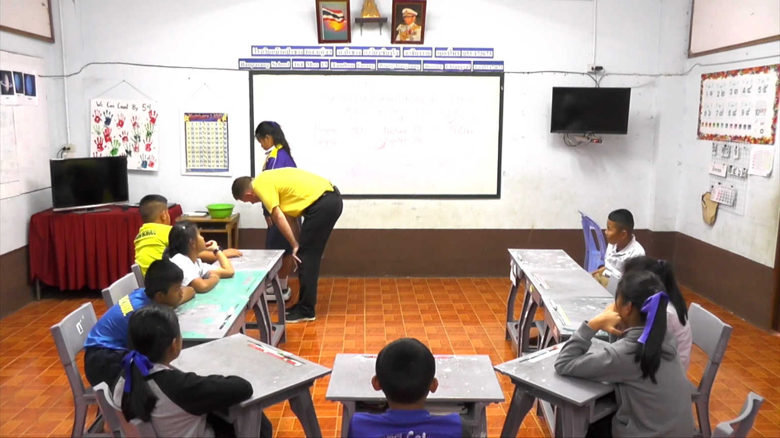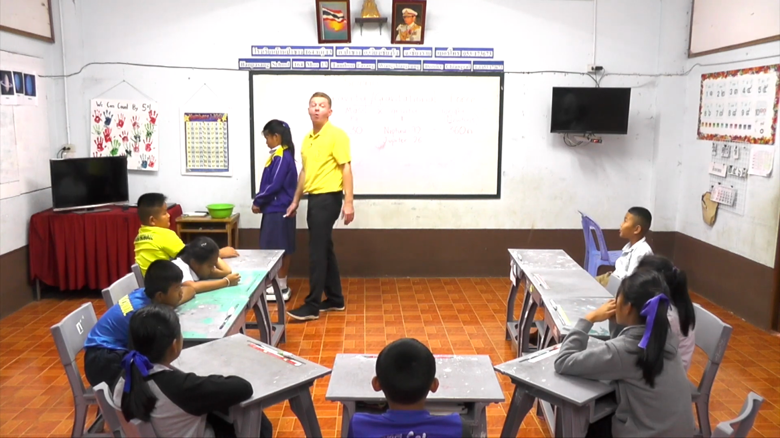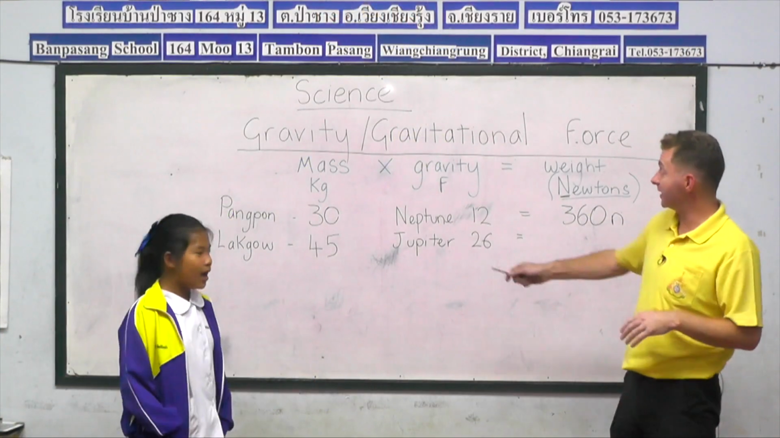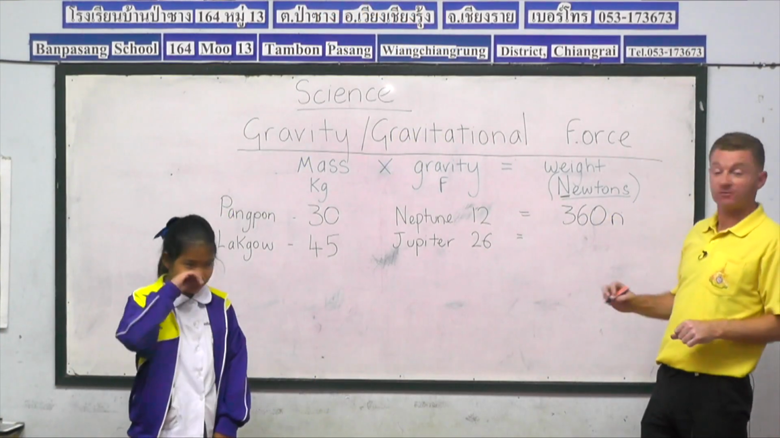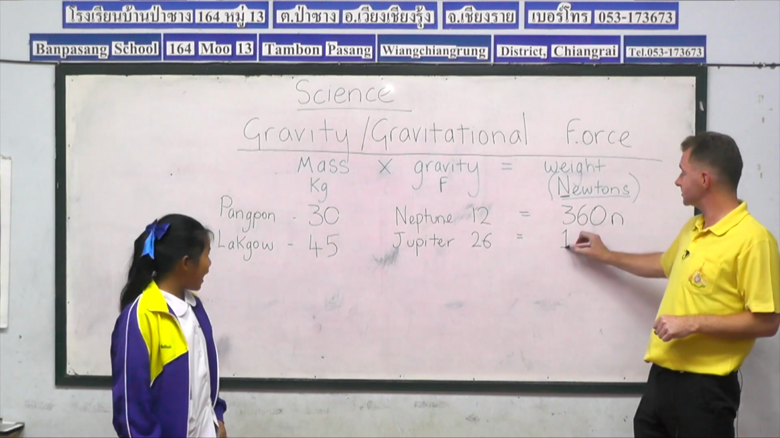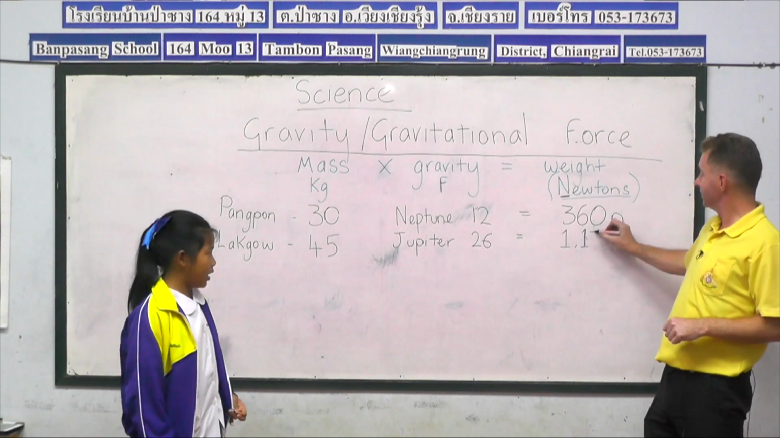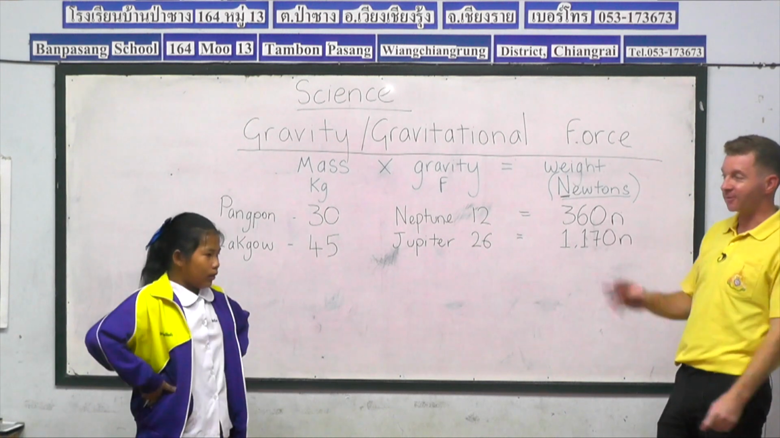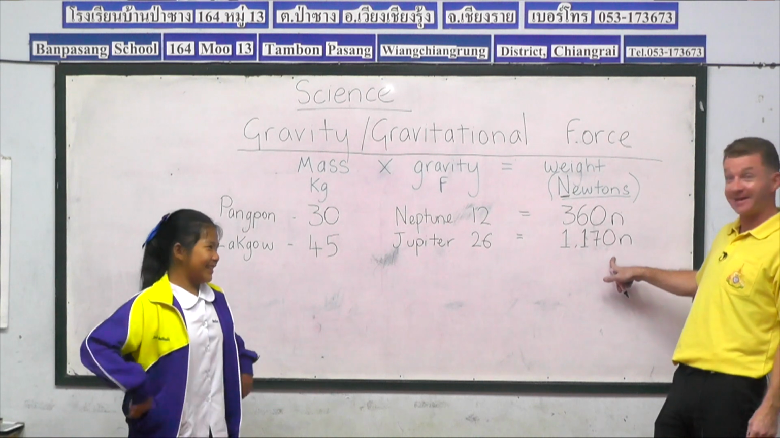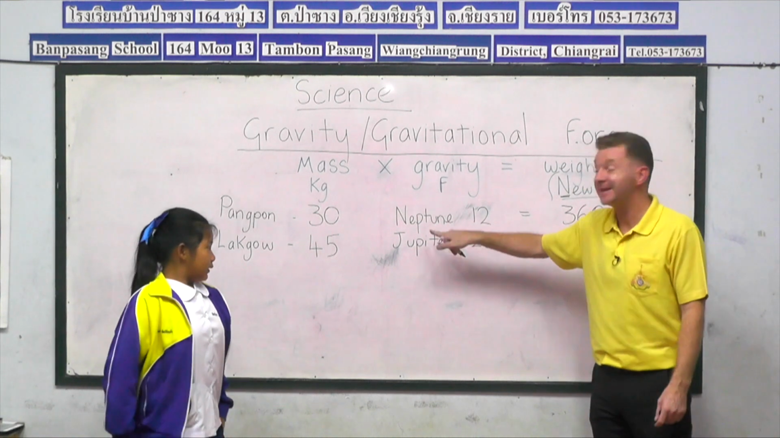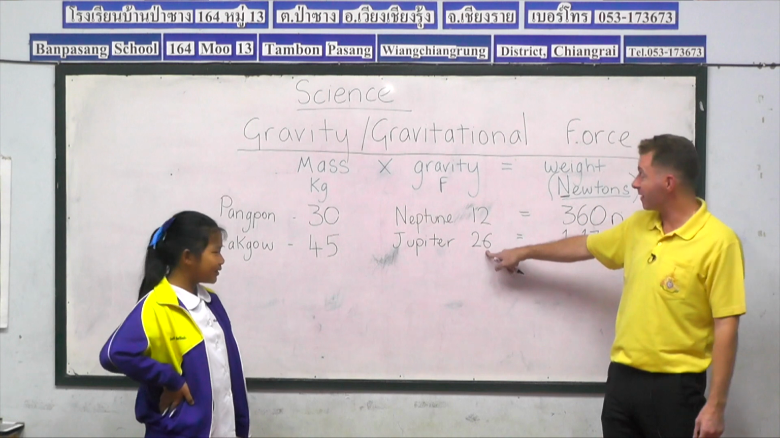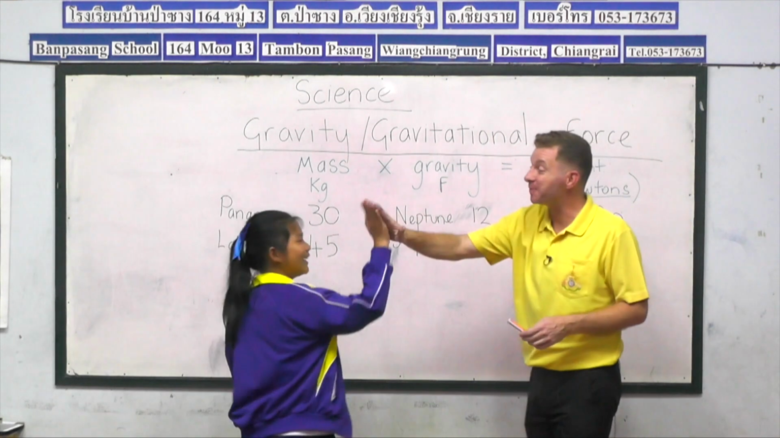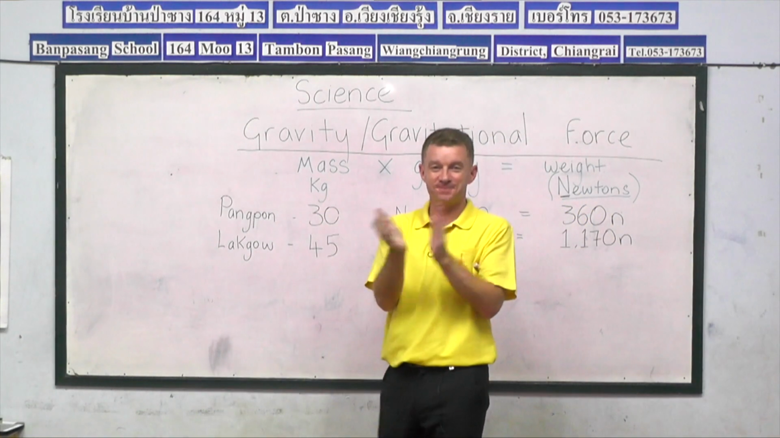So what do we have? Okay, we've got around 45. Okay, Lakgao's weight on the planet of Jupiter is how much? We've got 1,170 newtons. So don't worry, Lakgao, that's not your weight on planet Earth. That would be your weight if you were on Jupiter, where the gravitational force is 26. So high five and a big round of applause for Lakgao.